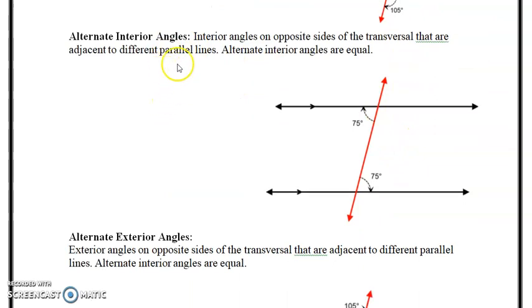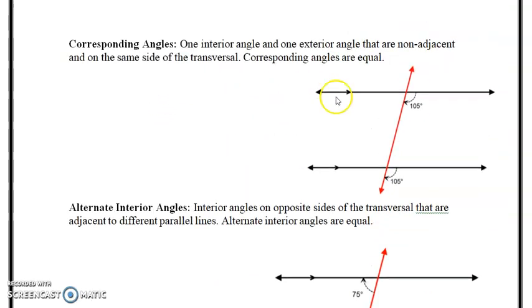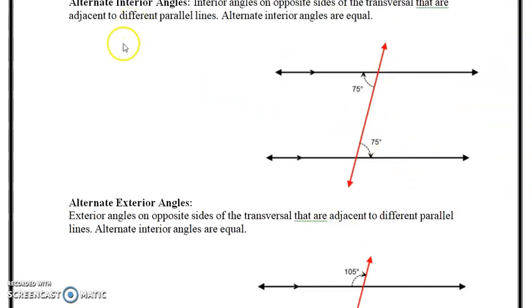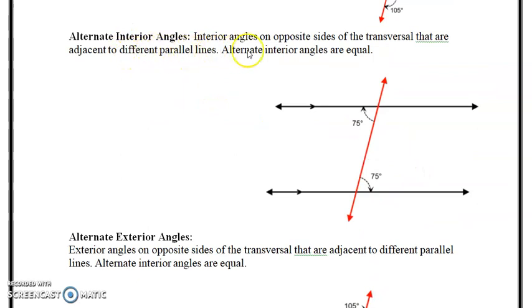Alternate interior angles, and this is also known as the F pattern. You'll see it forms an F. You'll hear that sometimes. Alternate interior angles are interior angles on opposite sides of the transversal that are adjacent to different parallel lines. Alternate interior angles are also equal. This is sometimes referred to as a Z pattern. It comes down and makes a Z. Those angles are also equal.